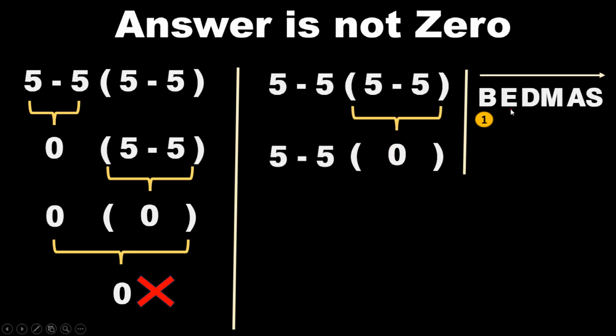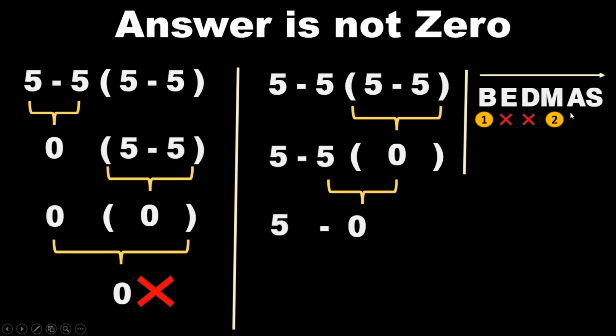Step 2, in this expression, there are no exponents or division, so we perform multiplication next. A number directly next to a parenthesis means multiplication. We must multiply 5 by 0 before we do any subtraction. 5 times 0 is 0. The remaining thing is as it is.